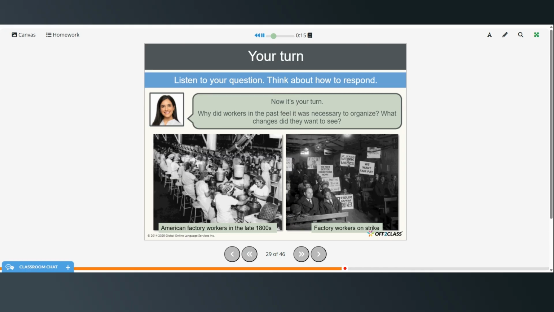Leela talked about how working conditions in factories affected workers' lives. Now it's your turn. In a moment, the teacher will ask you why workers in the past felt like it was necessary to organize and the changes they wanted. Think about it.